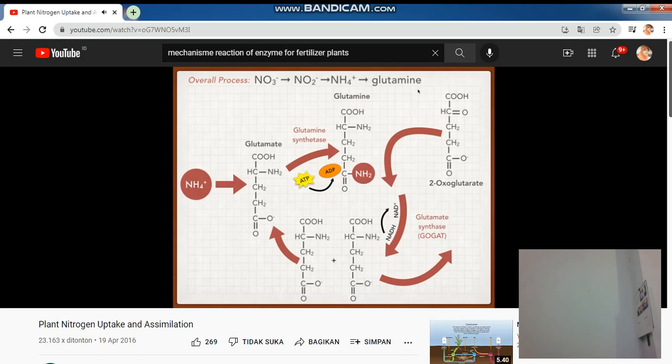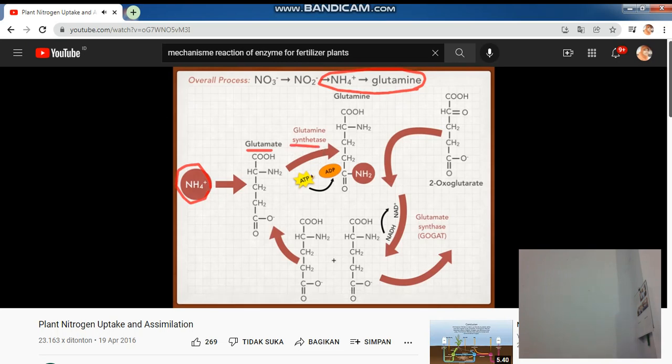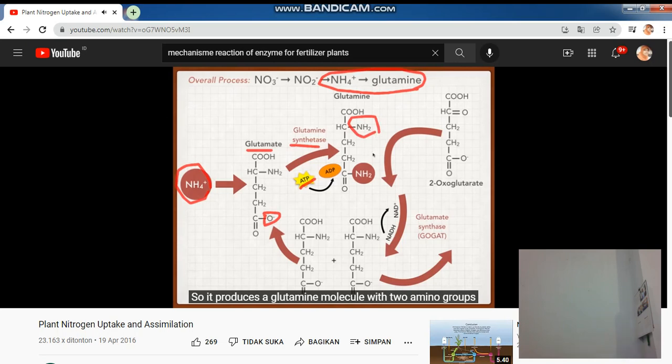Okay, so here's the final step where we go from ammonium to glutamine, and this can actually happen through a number of metabolic pathways. This is one called the GOGAT cycle, and you'll see that first we take our ammonium molecule and it joins with a glutamate molecule, and through catalysis with glutamine synthetase and energy from ATP, the ammonium molecule replaces this oxygen down here as an amino group. So it produces a glutamine molecule with two amino groups, just like that.